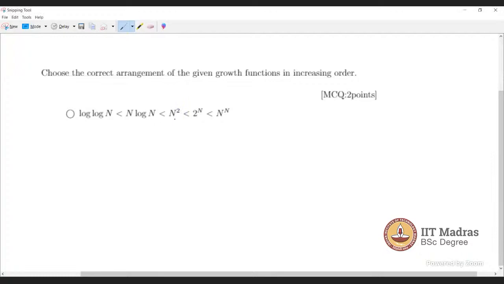Okay, suppose I want to compare these two. How to compare? You have to look at what happens when n goes to a large number, basically when n tends to infinity. Growth functions in increasing order. So when n tends to infinity, what happens? How to approach this?